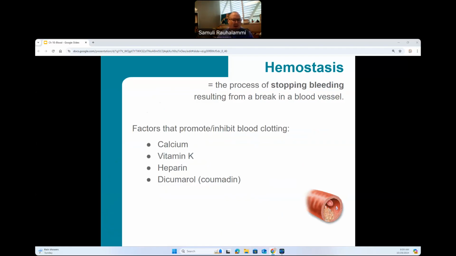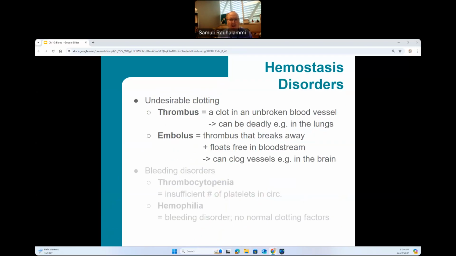There are many factors at play that will either promote or inhibit these blood clotting pathways. And I want us to look at two clinically significant instances. The first one of these that I want to discuss is undesirable clot formation. Here what happens is that a clot that is known as a thrombus forms. If it forms in certain areas such as the lungs, it can actually end up being deadly.